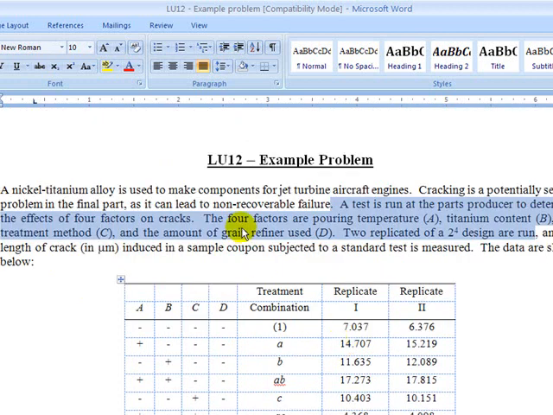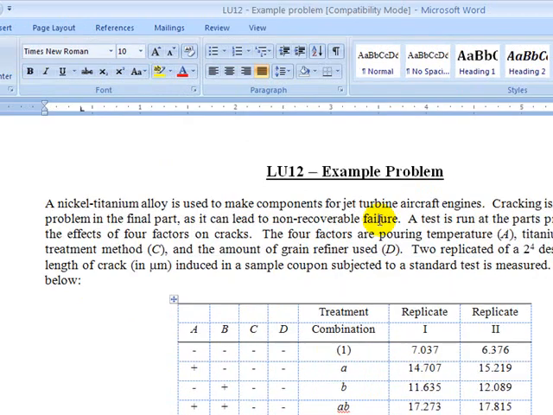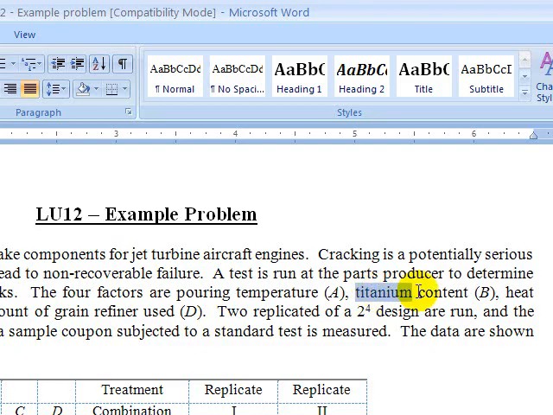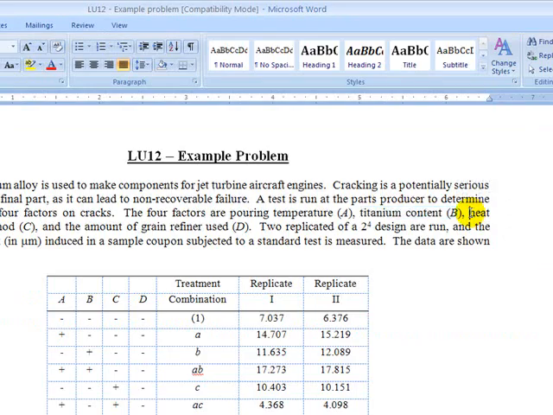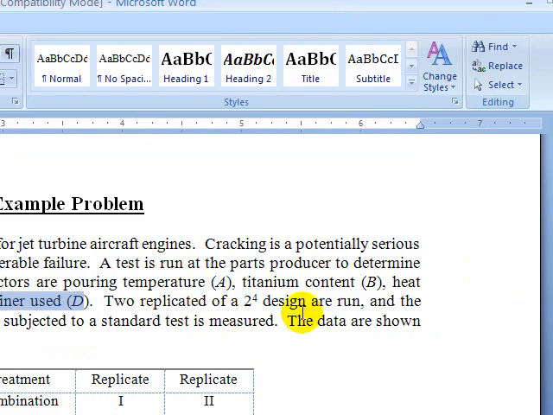Now, as I was reading this problem, you may have noticed that there are 4 factors in this experiment. First one is factor A, which is pouring temperature. Second is factor B, titanium content. Third, heat treatment method, factor C, and the amount of grain refiner used, factor D. So 4 factors, and each factor has only 2 levels. That means this is a 2 raised to 4 design.